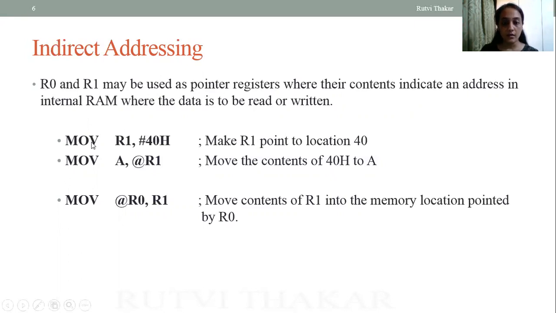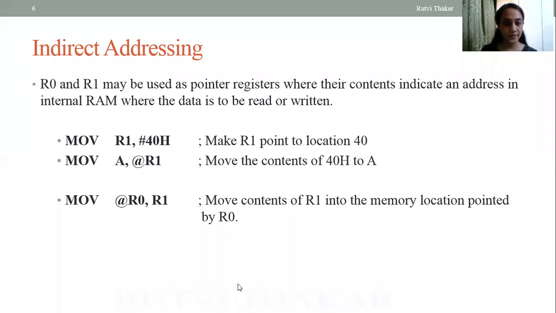Let me take an example: MOV R1, #40H, that means 40 hex is loaded in register R1. MOV A, @R1. What this will do is, R1 is loaded with 40 hex. It will go to the location 40 hex, and whatever data is stored in location 40 hex, it will store it in the accumulator. So it is a three-way process.